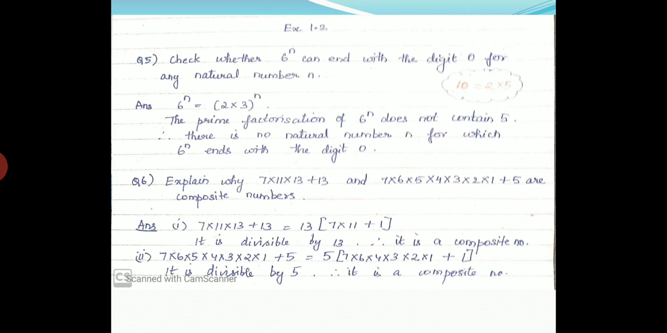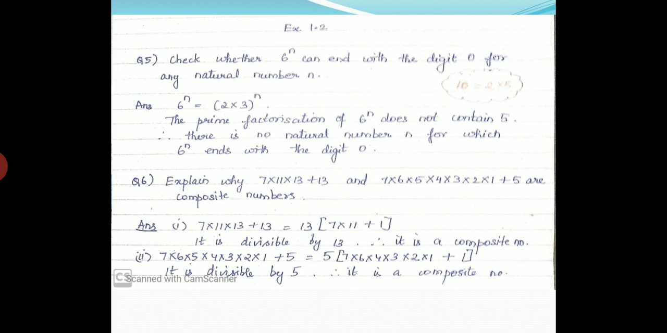Now sixth question. Explain why 7 into 11 into 13 plus 13 and 7 into 6 into 5 into 4 into 3 into 2 into 1 plus 5 are composite numbers. To prove composite number, I should prove that they have more factors. Prime number means what? They have only 2 factors, the number 1 and the number itself. Composite number, I have to prove that they have other than those factors also. Okay, so we'll prove that.